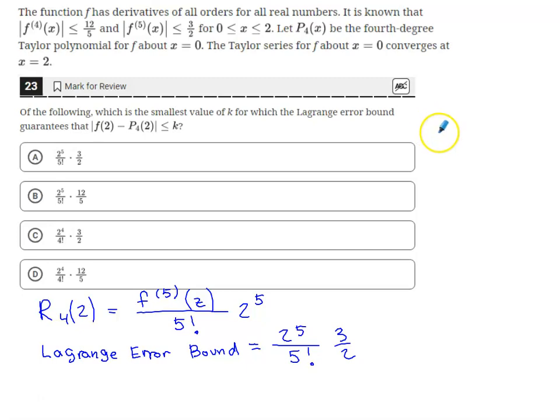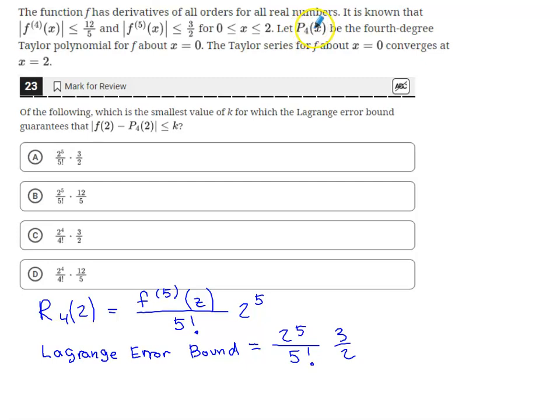Here's the last multiple choice question from the Calc BC Bluebook test preview, and it says a function has derivatives of all orders for all real numbers. We know that the absolute value of the fourth derivative of x is always going to remain less than 12/5, and the absolute value of the fifth derivative of x is always going to remain less than 3/2 as long as we remain on the interval 0 to 2.